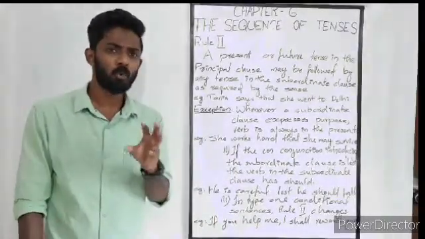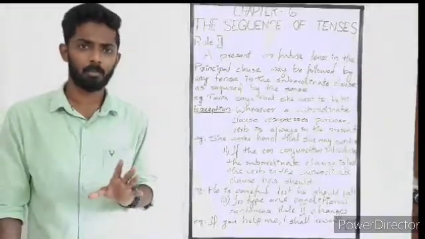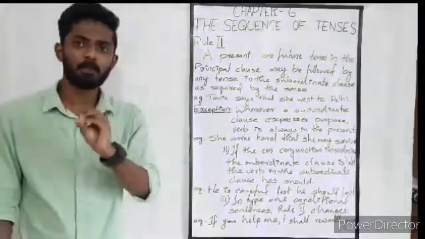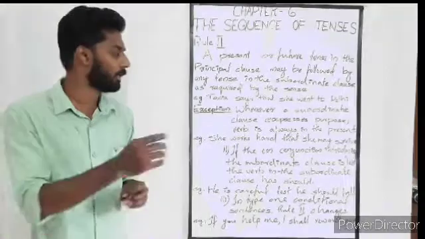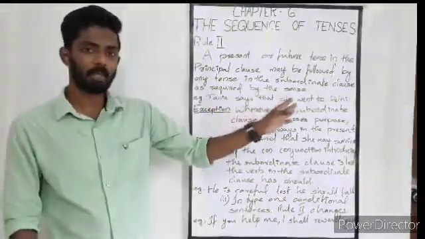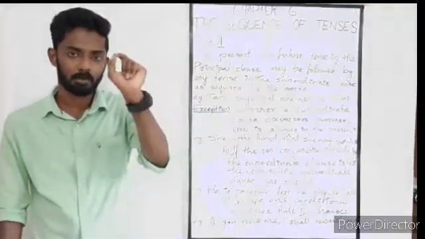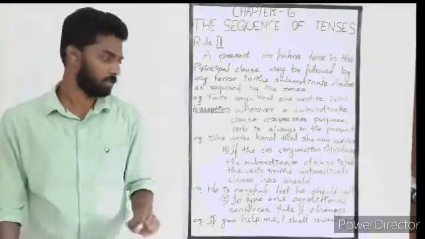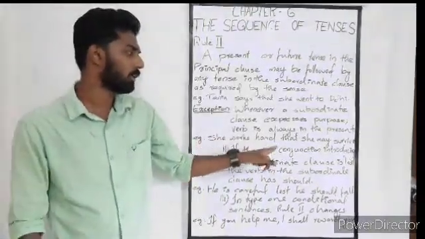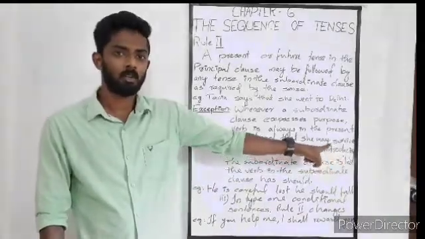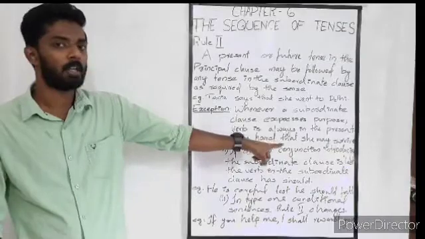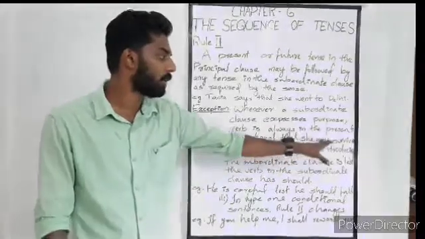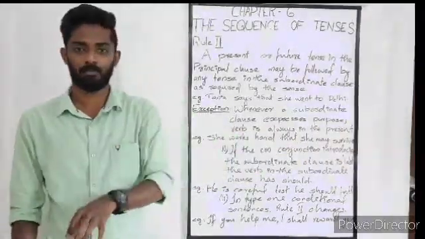For example, she works hard that she may survive. So here in the subordinate clause the verb expresses a purpose. In the definition itself we can see, whenever a subordinate clause expresses a purpose, its verb is always in the present tense. For example, she works hard that she may survive. So what is the purpose? The purpose is to survive. So it is in the present form.